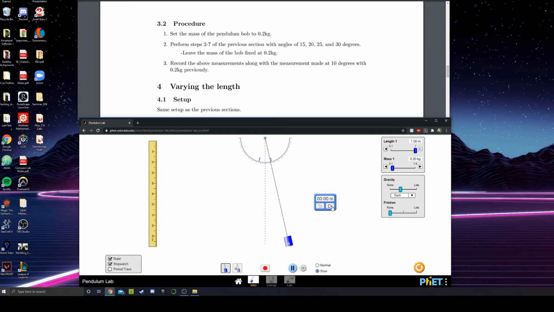And I'll slow it in a moment. All right, and I'm going to start. So after the first period, we're looking at about 2 seconds. After the second period, about 4 seconds. After the third period, about 6 seconds. After the fourth period, around 8 seconds. And after the fifth period, around 10 seconds. So I'll go ahead and stop everything, reset the timer, and now we're going to set it to 20 degrees.